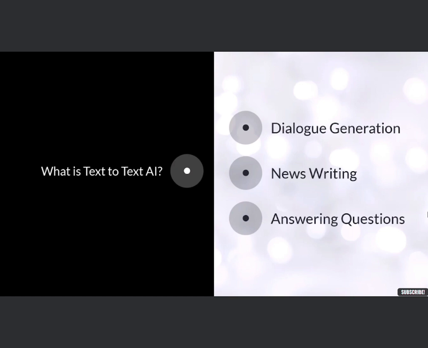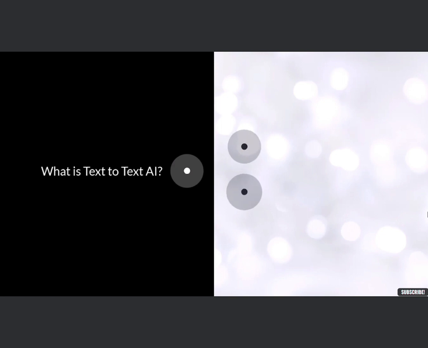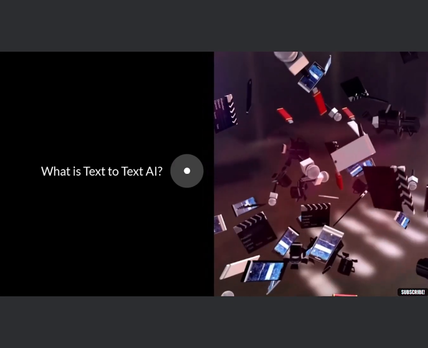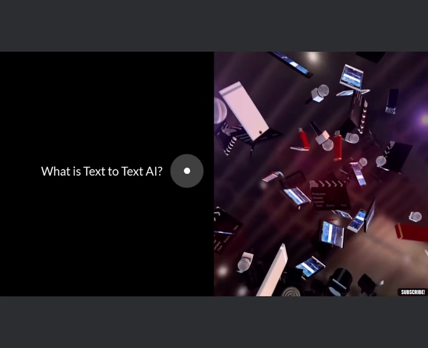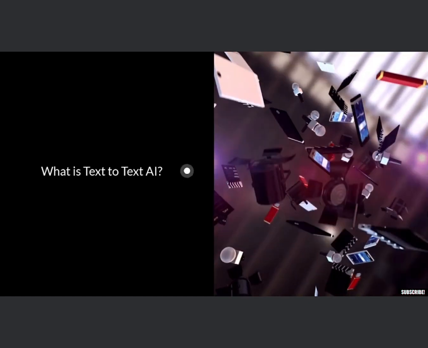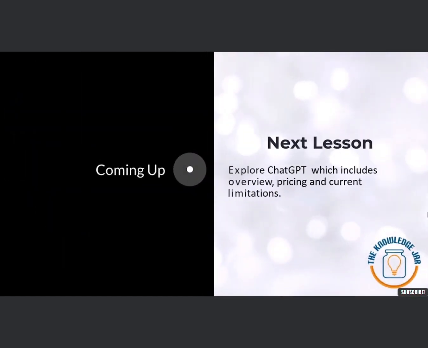News writing, automatically generating news articles based on data or events. Question answering, generating answers to questions based on input text. Chatbots, creating automated conversational agents for customer service or support. And creative writing, generating new ideas or story plots for writers and authors. These are just a few examples of the many applications for text-to-text generation. Now, as the field continues to advance, we can expect to see even more innovative uses for this technology in the future. Next, we explore ChatGPT, which includes overview, pricing, and current limitations.